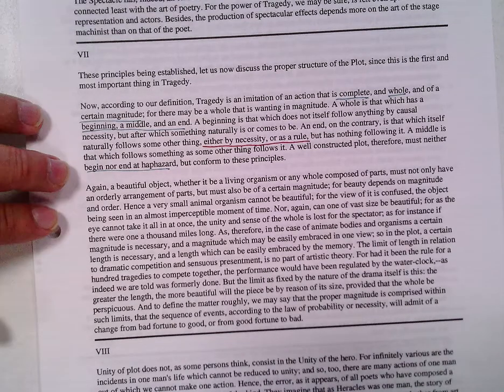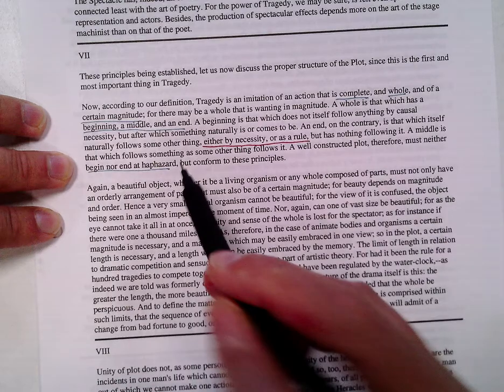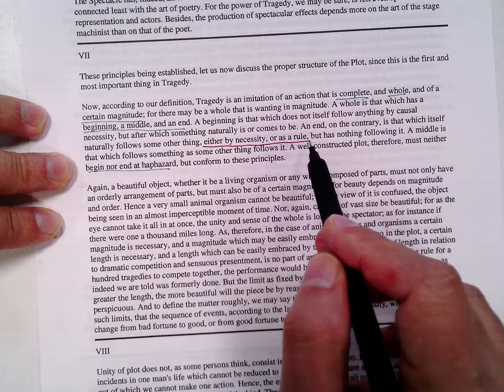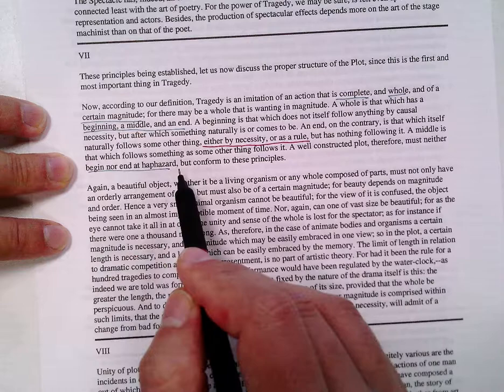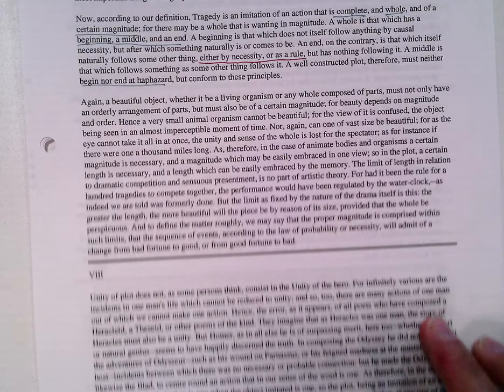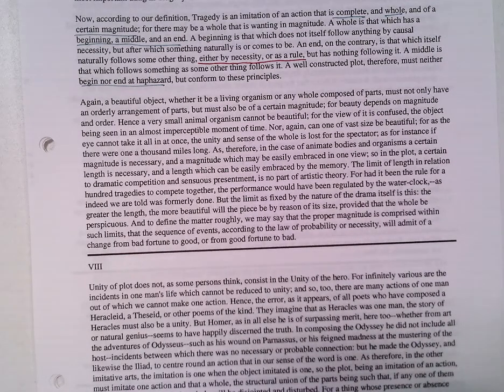The other thing that he talks about with plot is that the events in a plot should follow either by necessity or as a rule, meaning that nothing should happen haphazardly. Nothing should just seem random. Even things that seem like coincidence should actually be happening in a sort of causal way. So what we talked about before was that Aristotle thinks a plot is essentially just the structure of incidents, and now he's telling us a little bit more about how those incidents should be structured, such that they are connected by necessity.